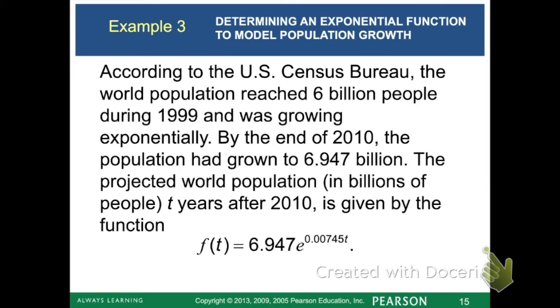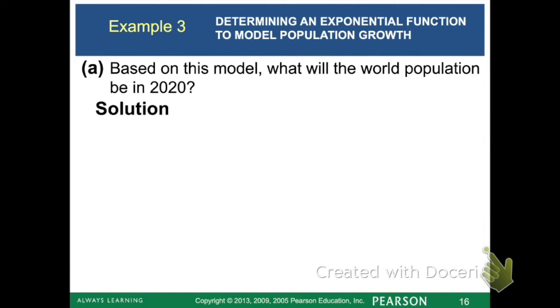By the end of 2010, the population had grown to 6.947 billion. The projected world population, T years after 2010, is given by this function. Part A, based on this model, what will the world population be in 2020?